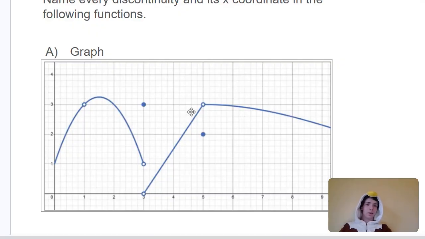And then as x is getting closer to 5, the limit exists, but the actual value is different. So that's going to be a removable discontinuity. It's a single point in the graph that's missing or out of place.